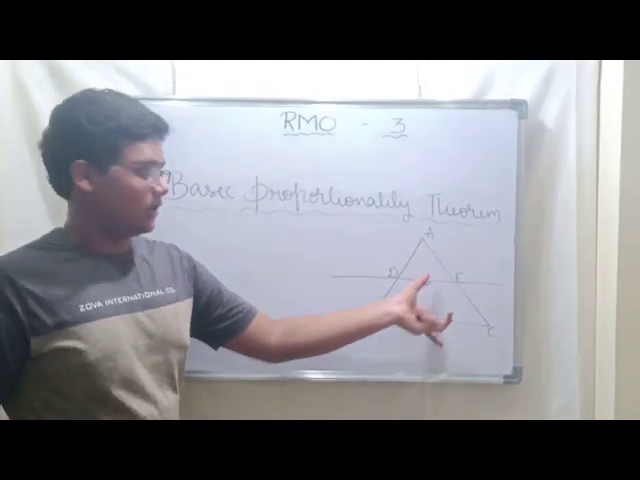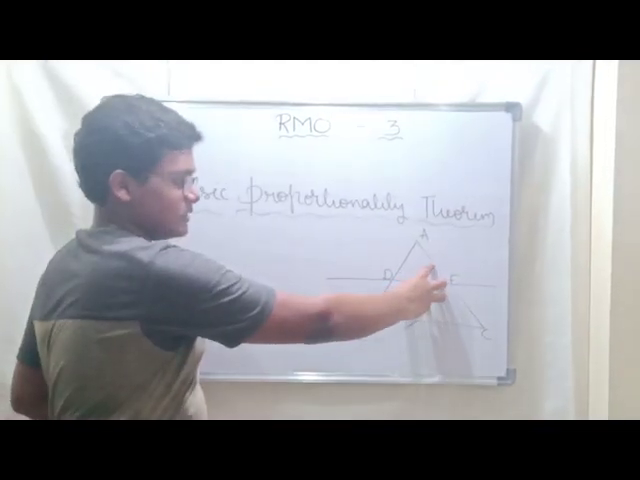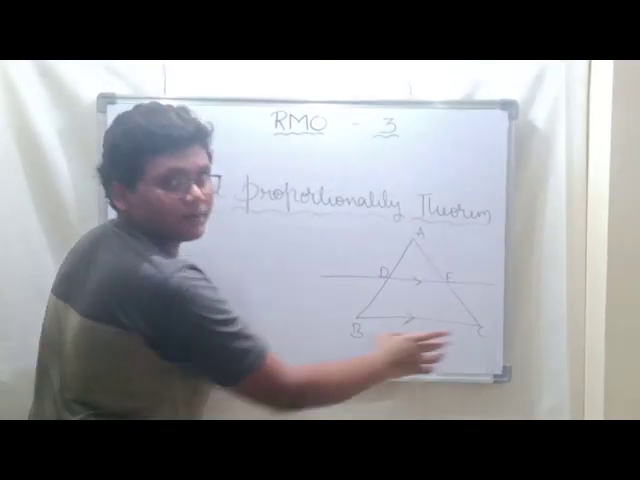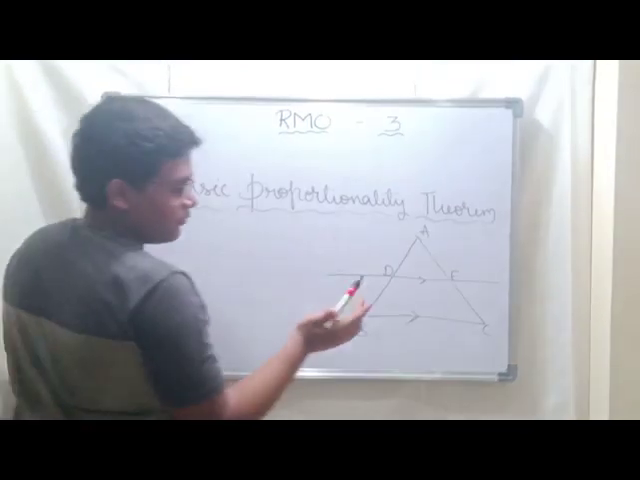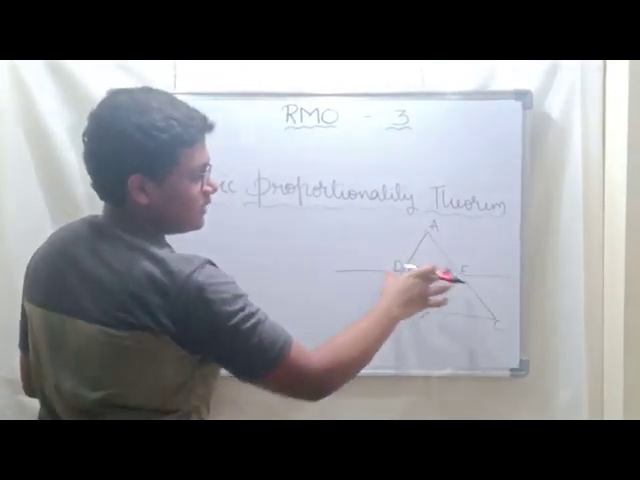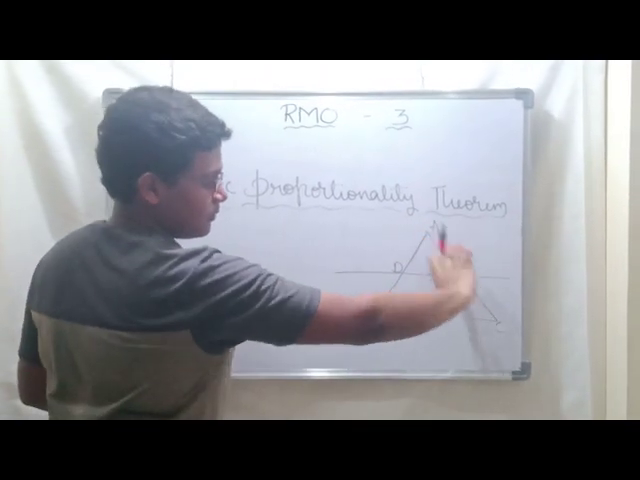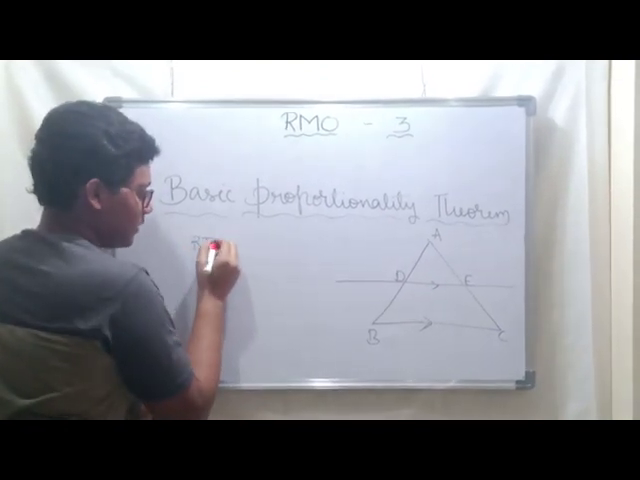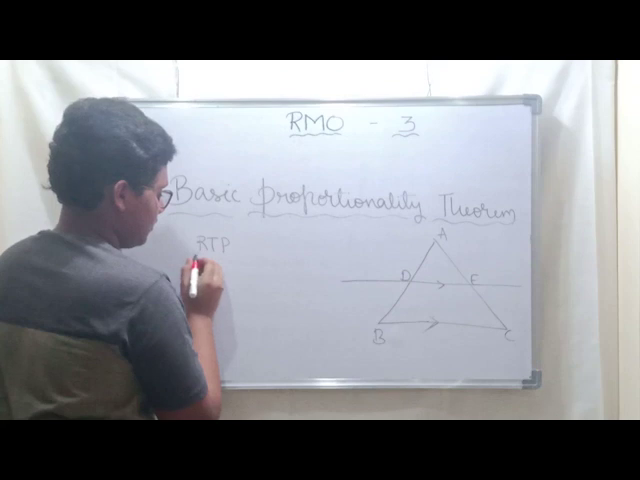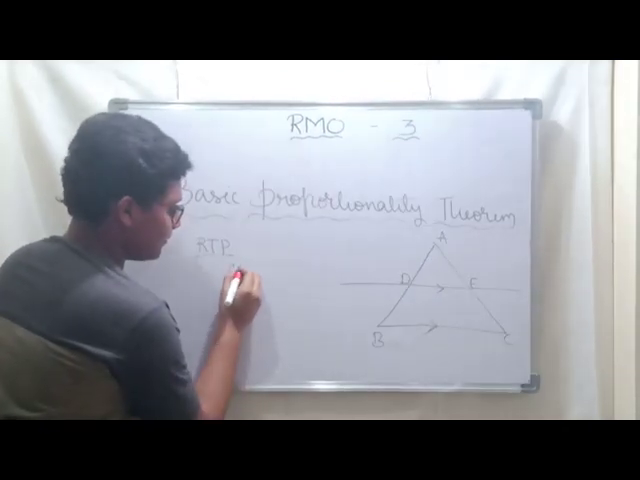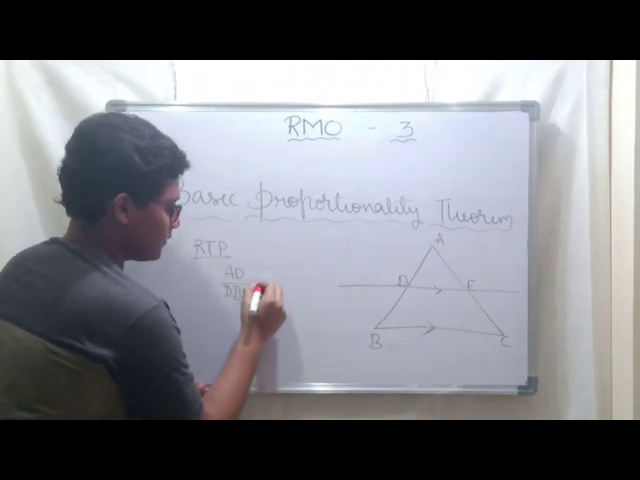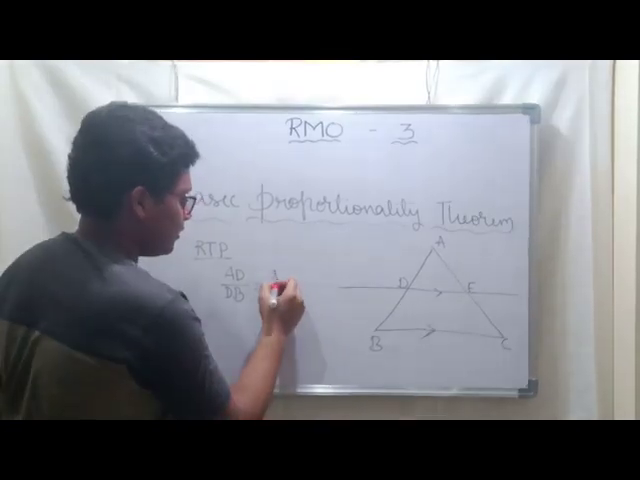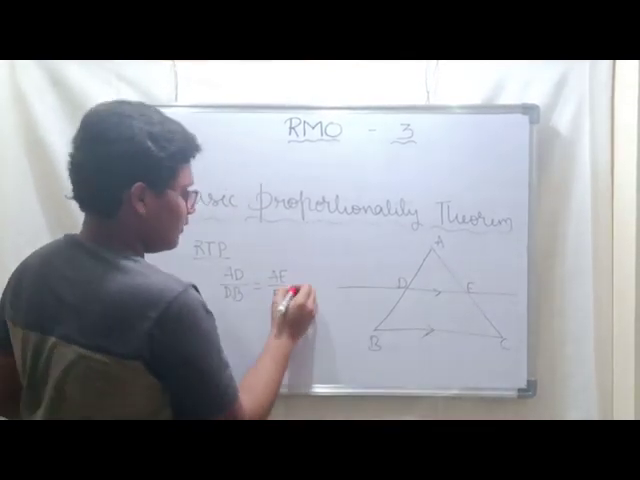These two lines are parallel. We took a triangle ABC and a line DE is drawn parallel to side BC. We need to prove that this line will divide these two sides in the same ratio. That is, we need to prove, RTP, AD by DB is equal to AE by EC.